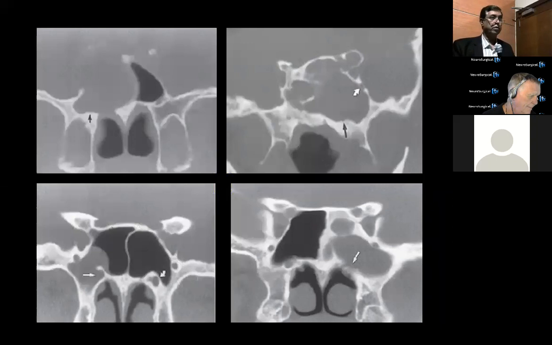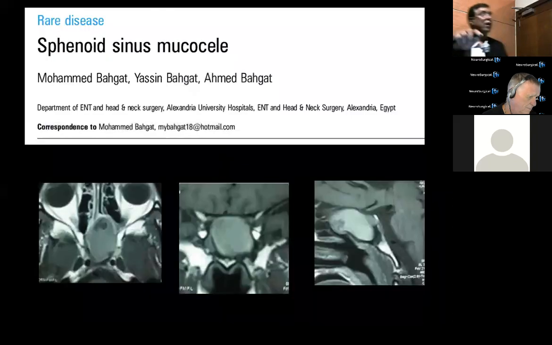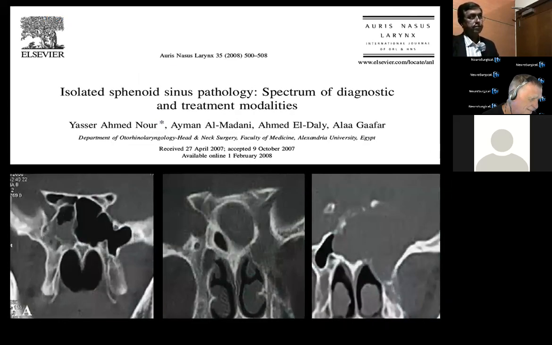And I always have to mention that in endoscopy lies the future of neurosurgery. So many papers have been published about sphenoid sinus mucocele. Not many, as I said, it is rare, but the ones I could collect are like this. Various papers.